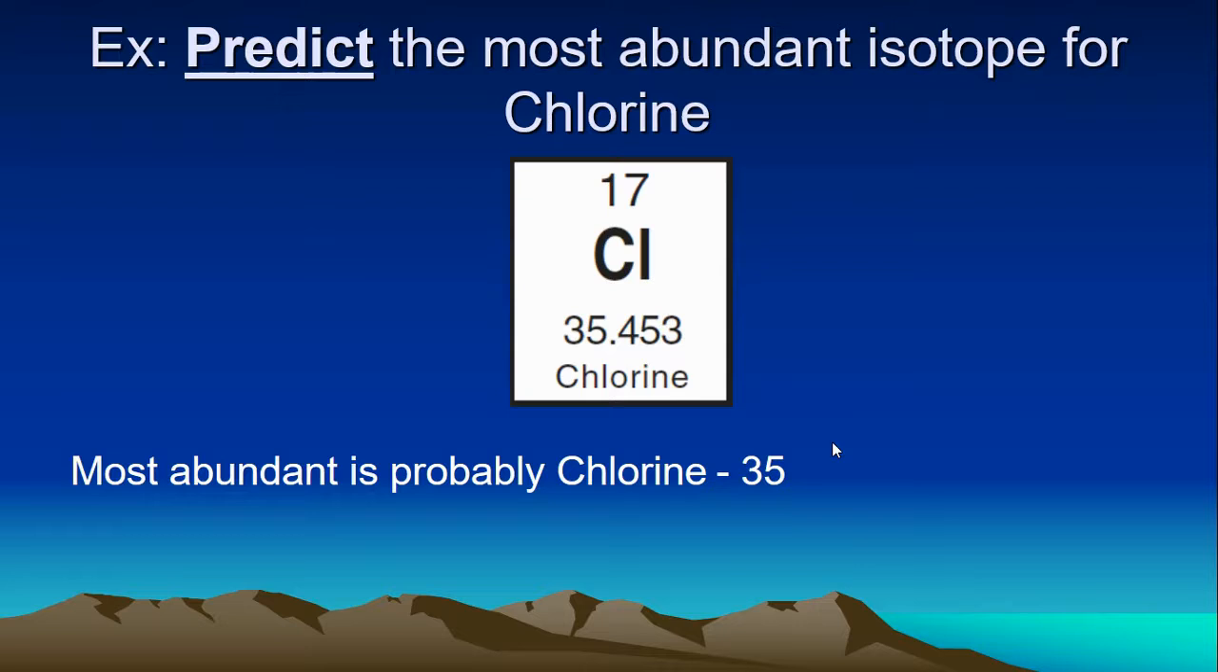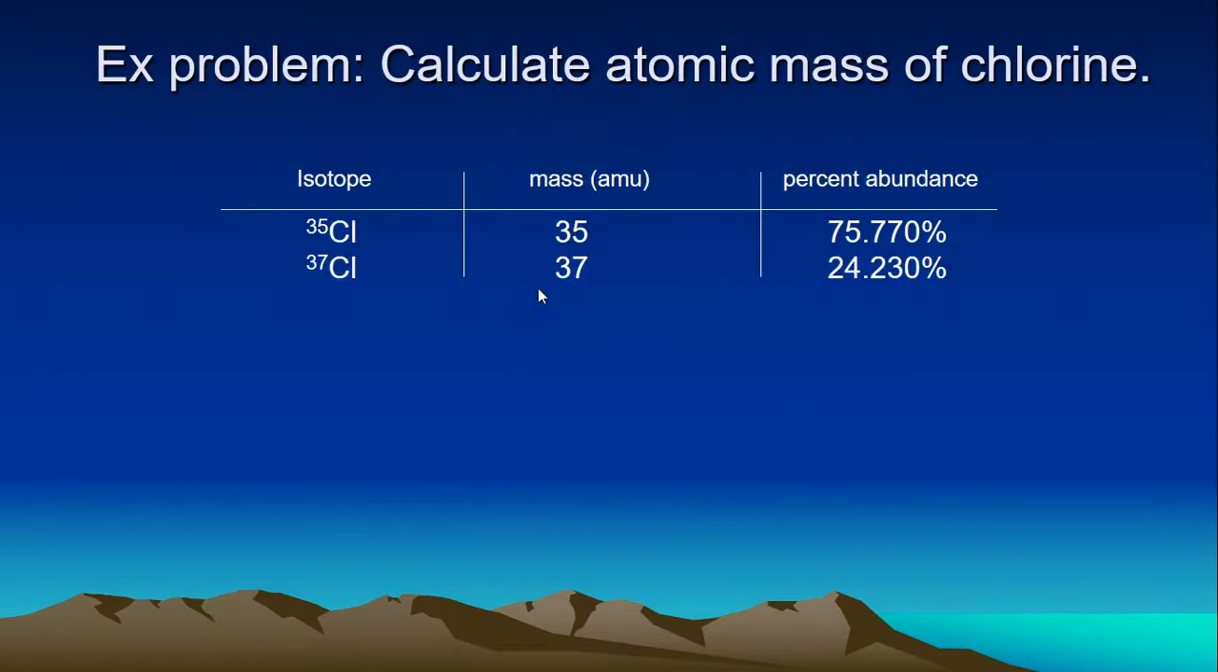Okay, there are two isotopes of chlorine. These are the two isotopes of chlorine: chlorine 35 and chlorine 37. And as we said on the last slide, we predicted that chlorine 35 was going to contribute the most to the weight.